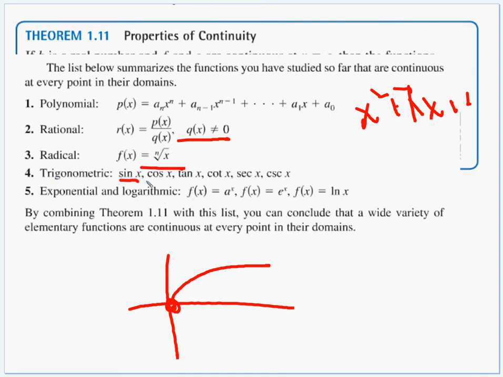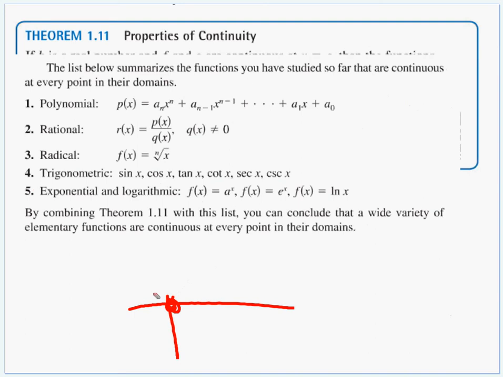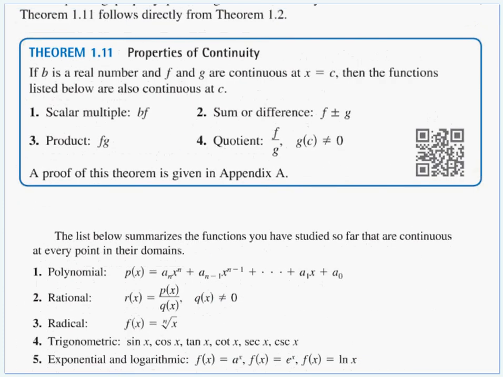Trig functions, sine and cos, are easy. They're continuous everywhere. Tan, cotan, and the rest of them do have asymptotes, but in their domains, between the asymptotes, they are continuous. And all our fun exponential and logarithmics, a to the x, e to the x, natural log of x, are also continuous in their domains. So by combining Theorem 1.1 with this list, we can conclude that a very wide variety of elementary functions are continuous at every point in their domains.